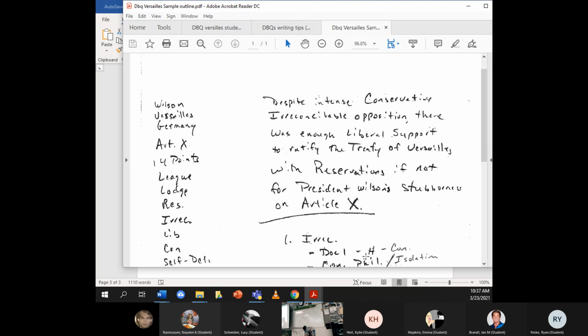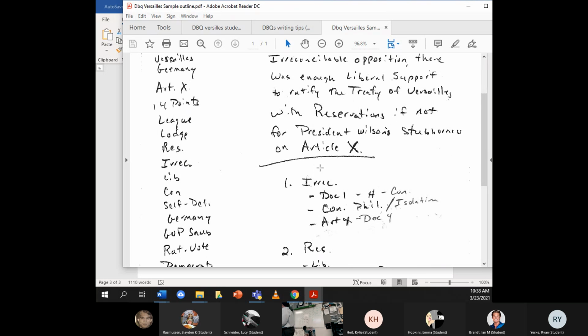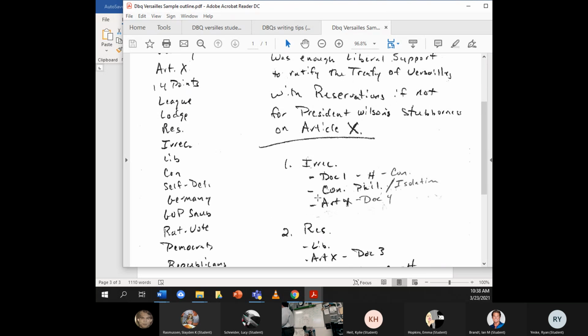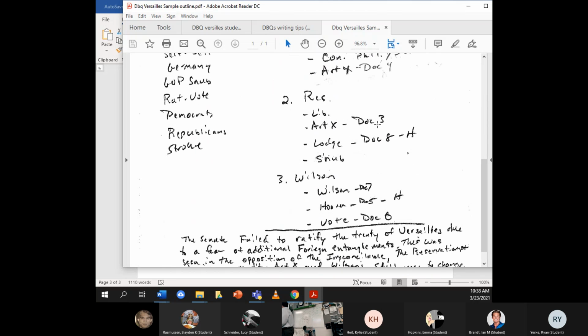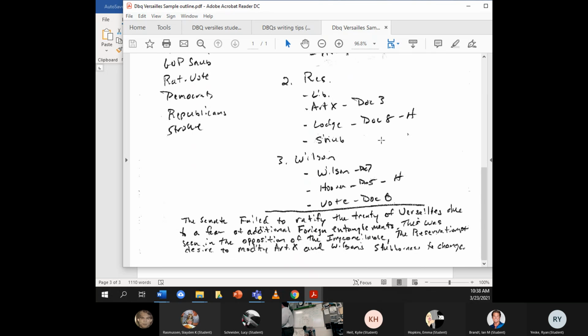So I addressed the main elements of the statement. I took a very powerful stand on it by saying it was Wilson's stubbornness. So I did not totally agree, even though I did address the opposition. I addressed that. So that's my thesis. Irreconcilables, reservationists, Wilson. Then the conservative philosophy, Article 10, Document 4, Article 10, Lodge in Document 8, and so on.